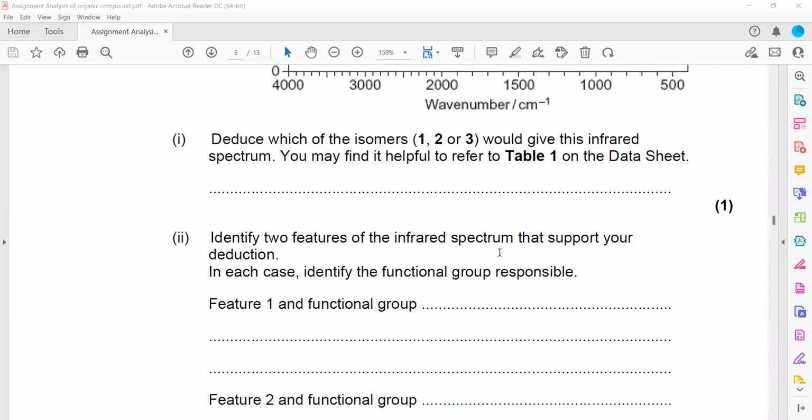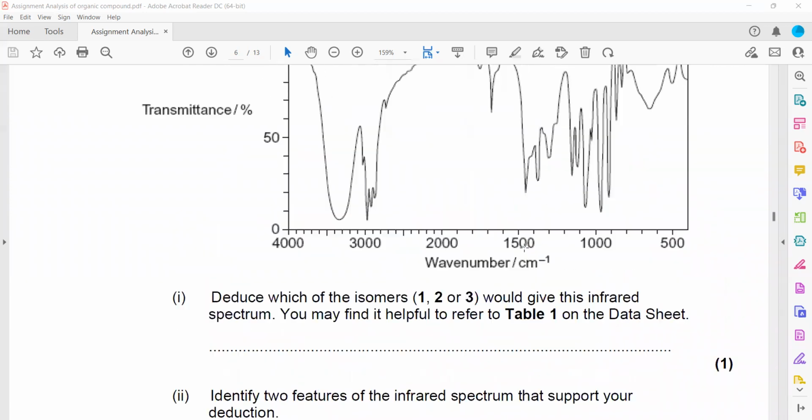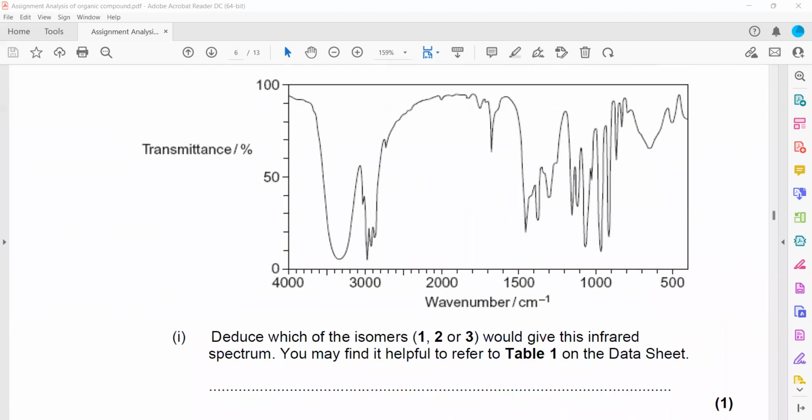So deduce which of the isomers would give this infrared spectrum. Which isomer will give it? That should be isomer 1. And what is the reason for this being isomer 1? You can see a strong, broad peak, which is due to OH. And there is an absorption around 1650 due to the carbon-carbon double bond.